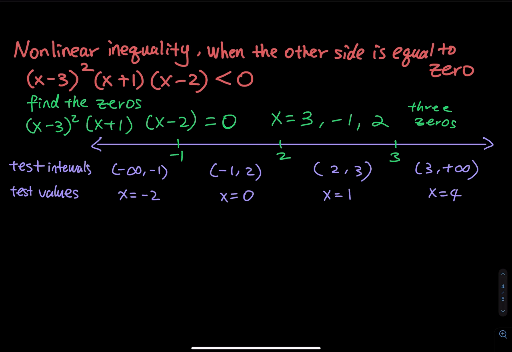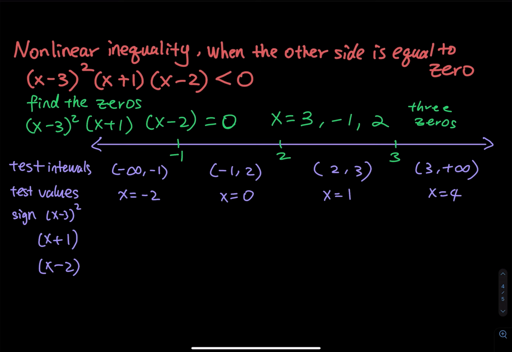All right? And then we are going to test the sign. So this is x minus 3 squared, so we have x minus 3 squared. This is x plus 1. And then we have x minus 2. So we just plug in.